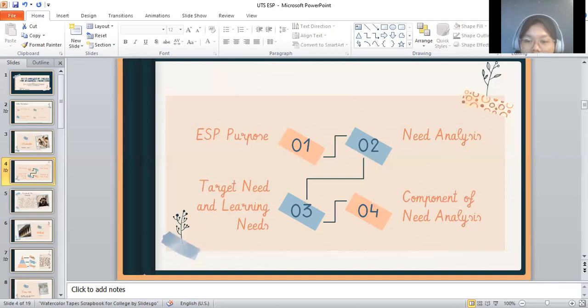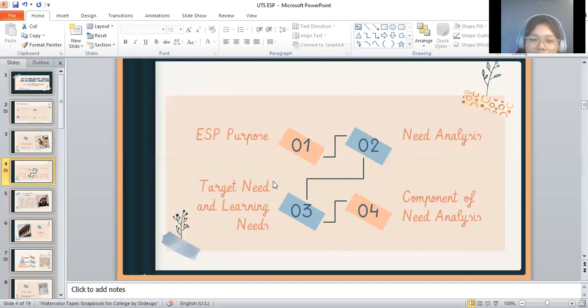In conclusion, ESP is an English instructional program in which the execution should be based on the need analysis to gather the data of learners' characteristics, the learner needs, the learning needs, and the target needs.